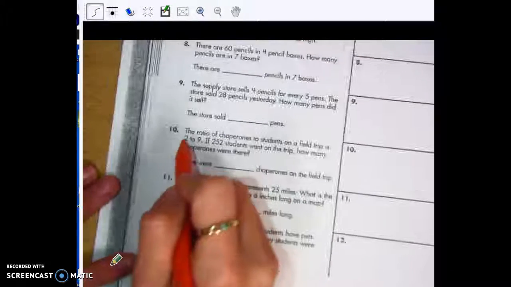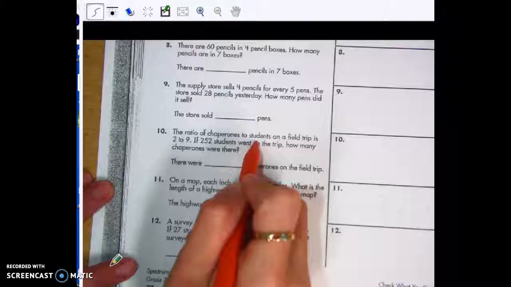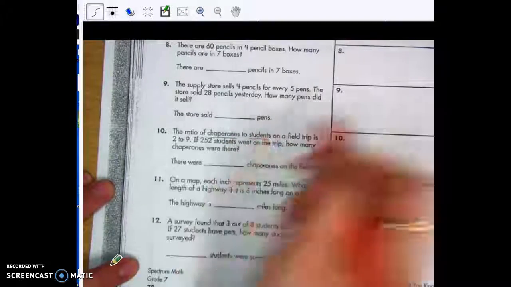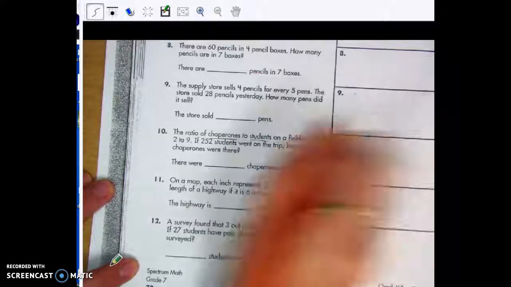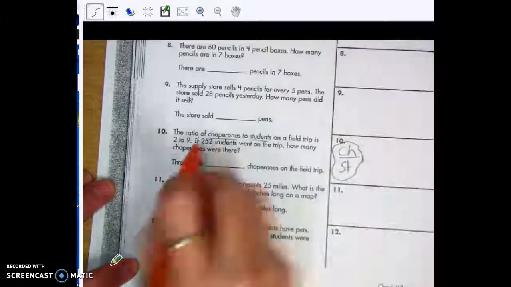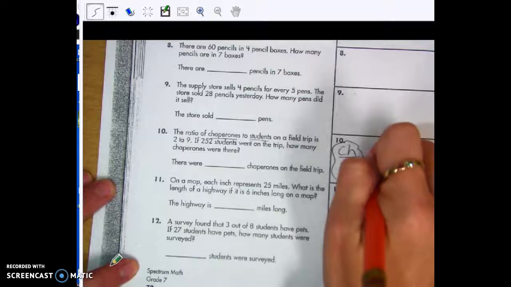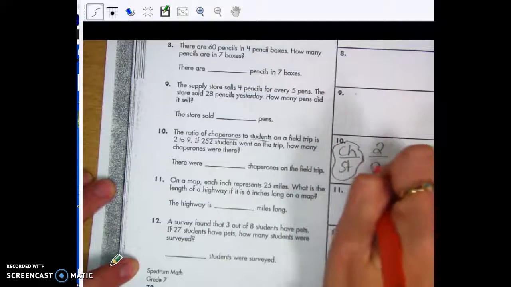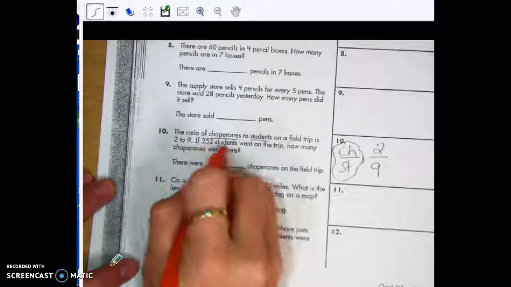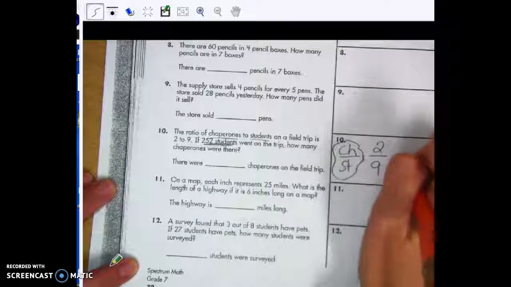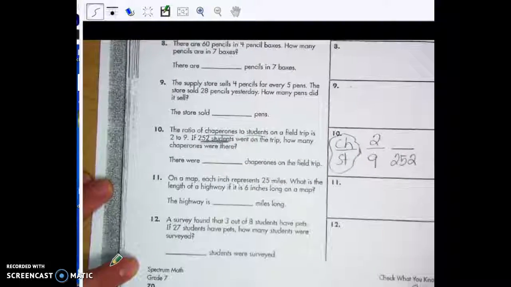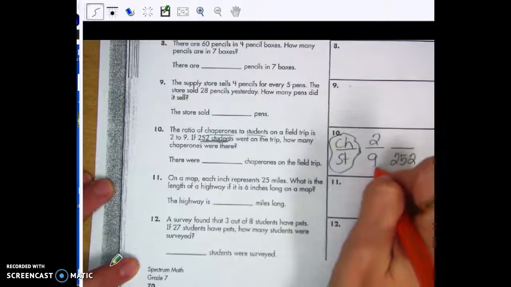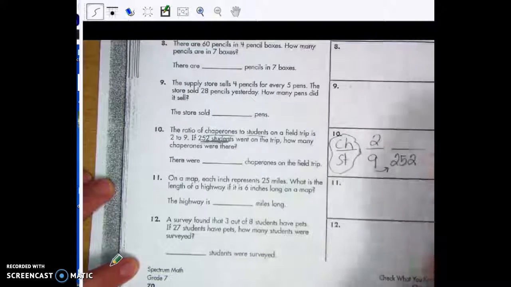Let's do number 10. The ratio of chaperones to students. So I'm comparing chaperones to students. The ratio is 2 to 9. Chaperones comes first, so the 2 is chaperones and the 9 is students. If 252 students, so 252 is going to go here on bottom. I want to know how many chaperones there were. I've got to figure out how many times 9 goes into 252.